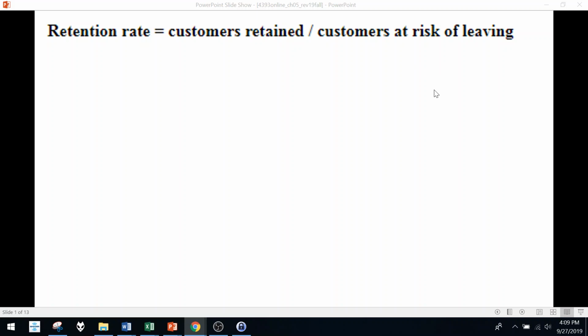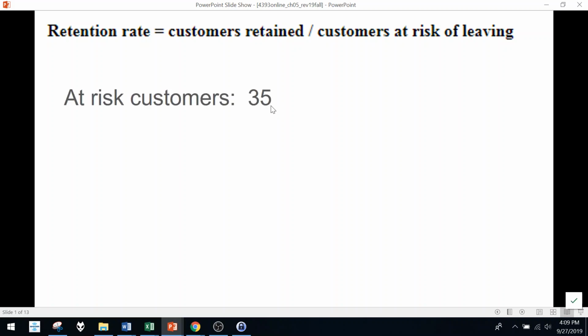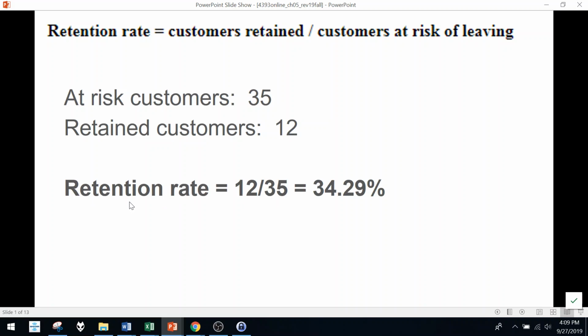Okay, so you've got a company, Billy's Massages. They've decided they have 35 customers that are at risk. They also know that they retain 12 of those. Okay, that gives us a retention rate of, quite simply, 12 over 35, or 34% and change. That's your retention rate.